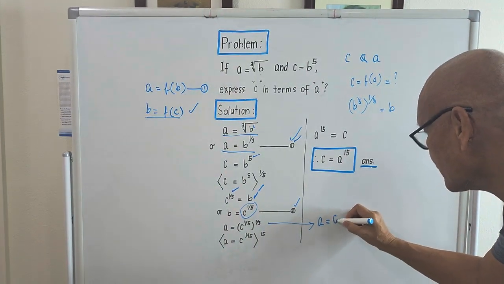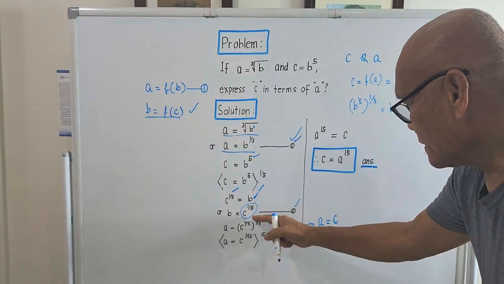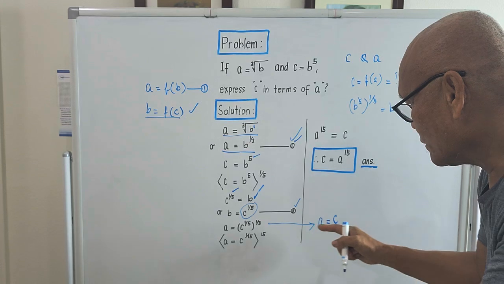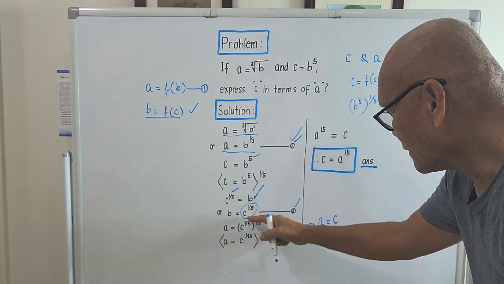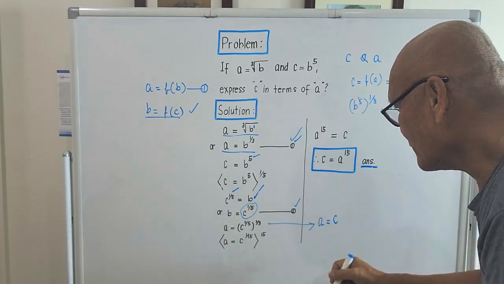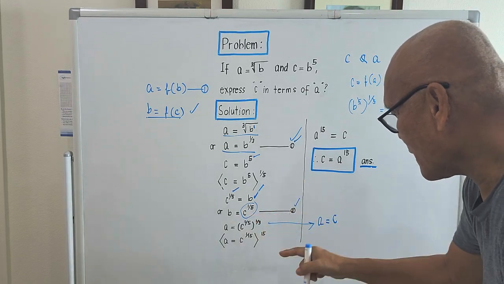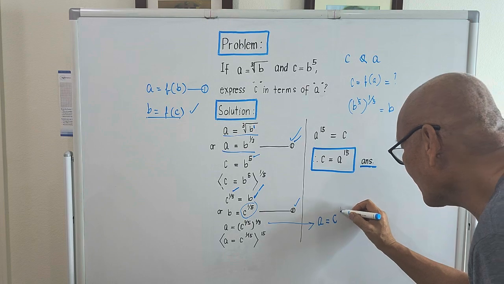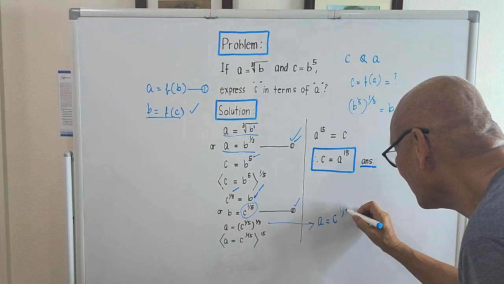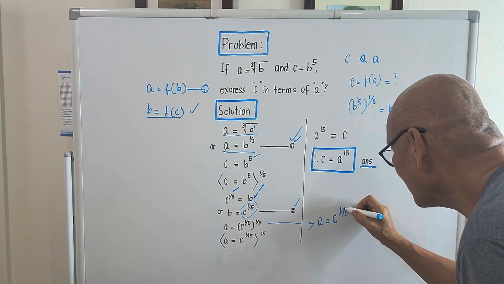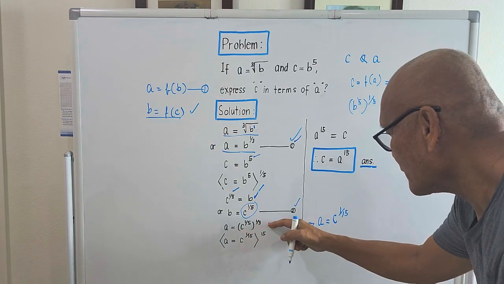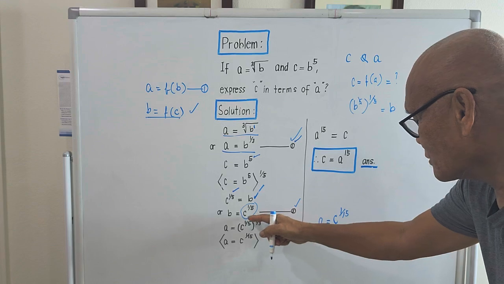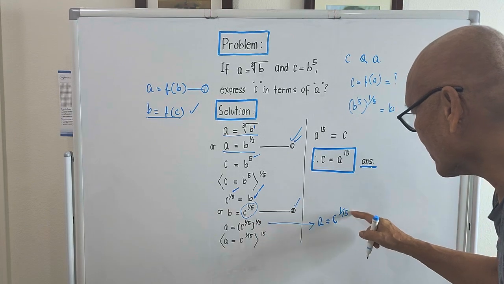On the right side, c raised to 1/5 is an exponent and 1/3 is an exponent, so we multiply the exponents. 1 times 1 is 1, and 5 times 3 is 15. So this will be 1 over 15. The resulting exponent of c, by the laws of exponents, is 1/5 times 1/3, which is 1 over 15.